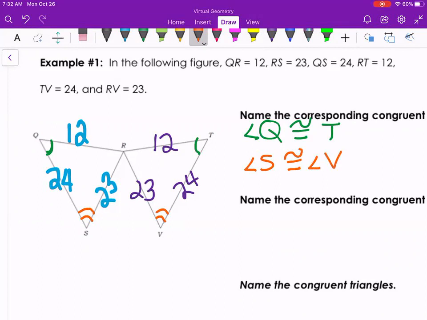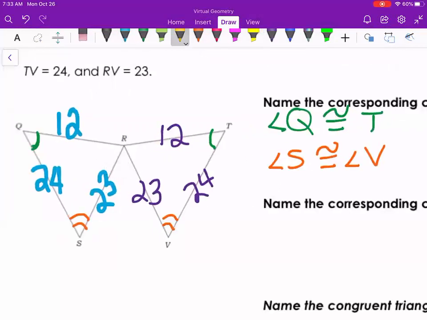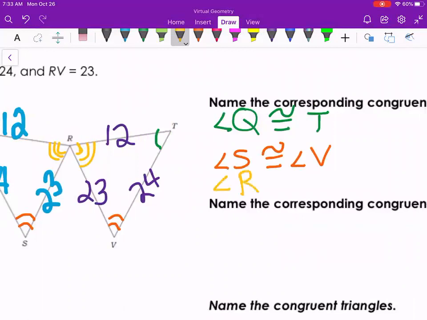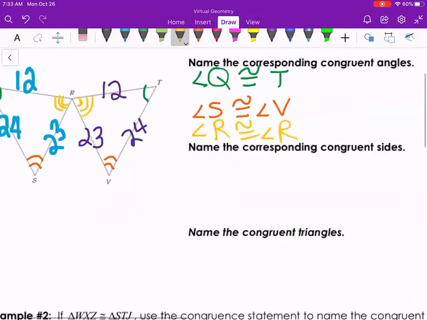All right, now we're looking at our last one. Angle R, three curves. And guess what? It's got to match up with angle R in the other triangle. Angle R congruent to angle R. Now, take a look at this one for a second. There is no change from one side of that congruent triangle to the other. That's where the reflexive property comes in, because your two sides stay exactly the same. Now we can use those same lengths that they gave us and find the corresponding congruent sides.